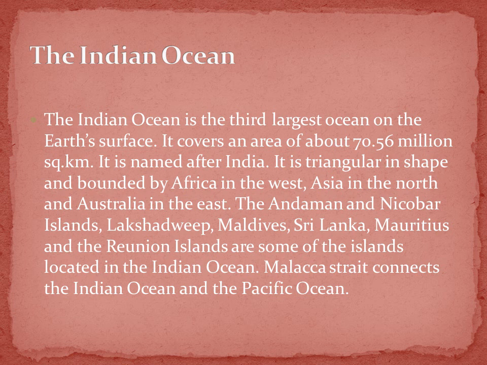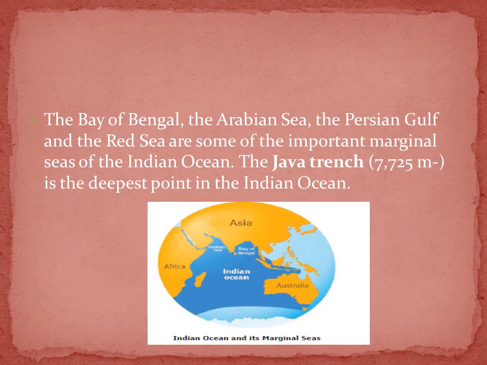The Andaman and Nicobar Islands, Lakshadweep, Maldives, Sri Lanka, Mauritius, and Reunion Islands are some of the islands located in the Indian Ocean. The Malacca Strait connects the Indian Ocean and the Pacific Ocean. The Bay of Bengal, the Arabian Sea, the Persian Gulf, and the Red Sea are some of the important marginal seas of the Indian Ocean. The Java Trench, 7,725 meters, is the deepest point in the Indian Ocean.